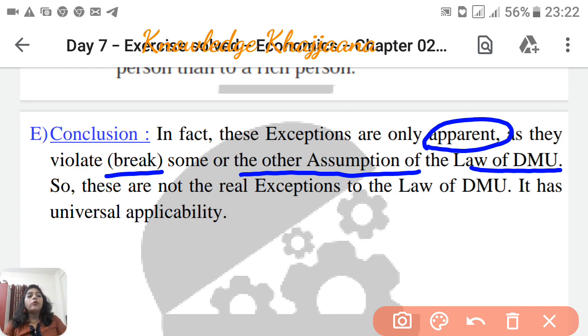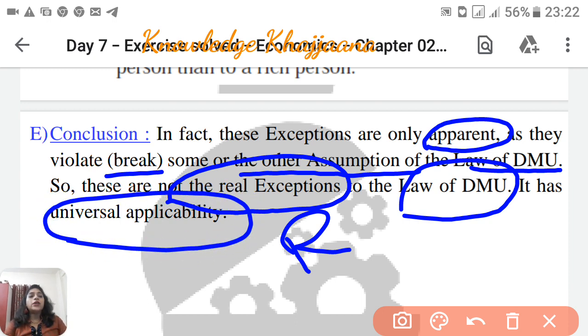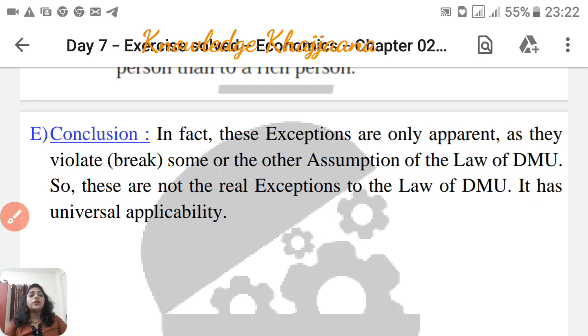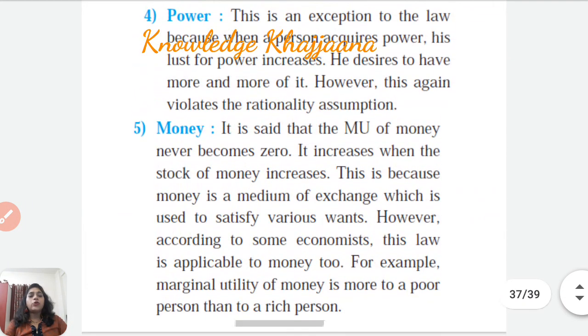For example, that broke the assumption of rational consumer. So they broke some of the assumptions of the law of diminishing marginal utility. So these are not the real exceptions to the law of diminishing marginal utility. It has universal applicability. With this you can complete the conclusion part, because this is a question which is just for 8 marks.